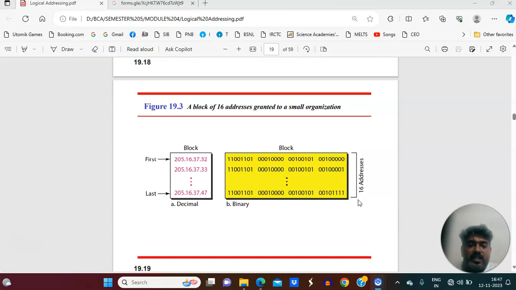Now, in classless addressing, a block of 16 or 32 or 64, basically a block of addresses which can be expressed as a power of 2, is granted to a small organization with its corresponding network mask. In the given example, the first address is 205.16.37.32 and the last address is 205.16.37.47.